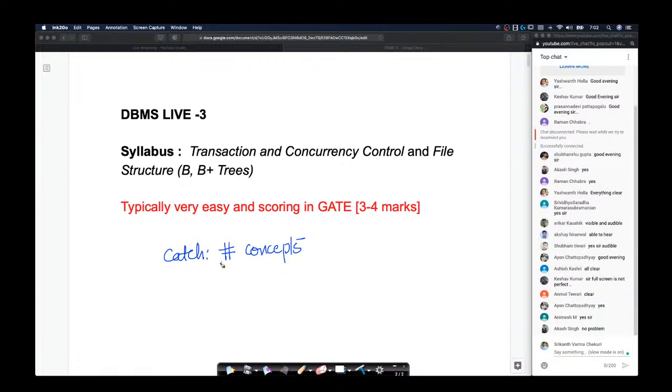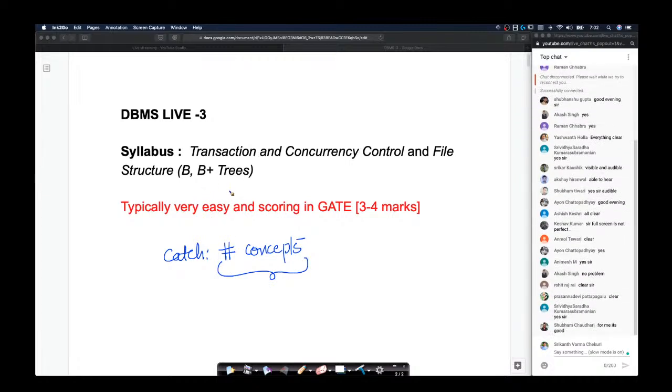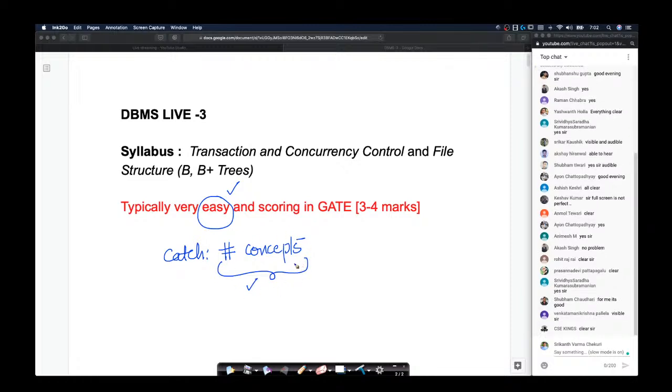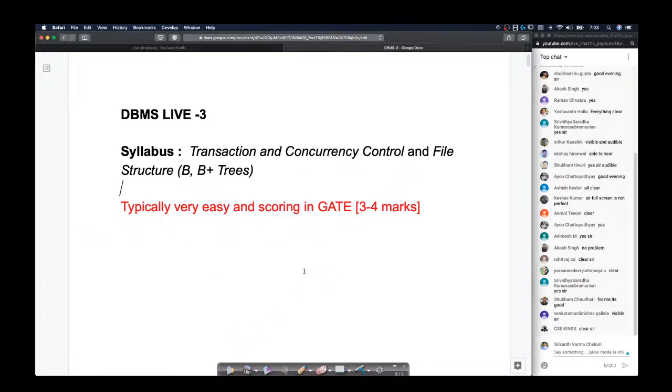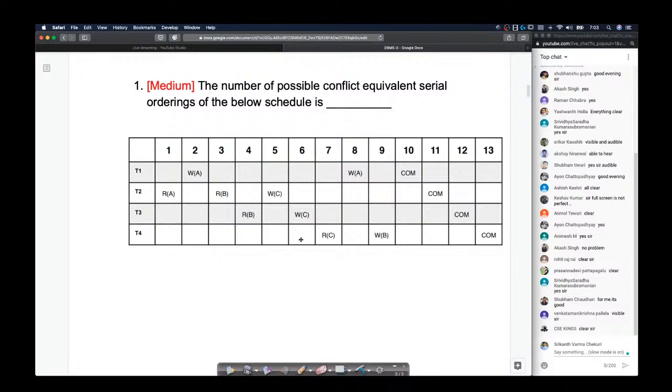So anyway, let's go back to the topic. The catch here is the number of concepts is quite large while the problem difficulty is low, which means the problems are easy to solve, but it's very easy to get confused given that there are a good chunk of concepts. Especially with respect to conflict serializability, view serializability, all of those concepts can become confusing if you don't revise. But if you know these concepts, if you know the definitions, if you know the basics, this is extremely scoring, right? So you might find many questions in this session to be on the easier side if you know the concepts. So this is the first question. Let's get started.